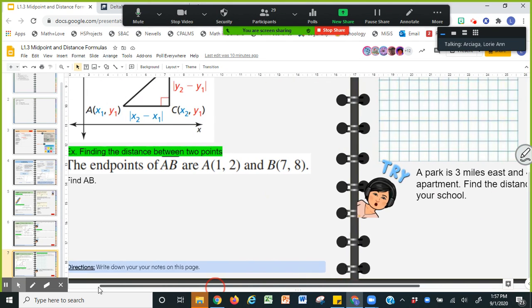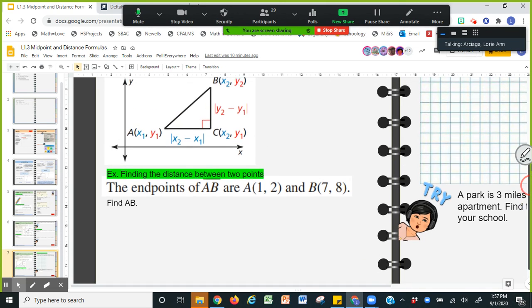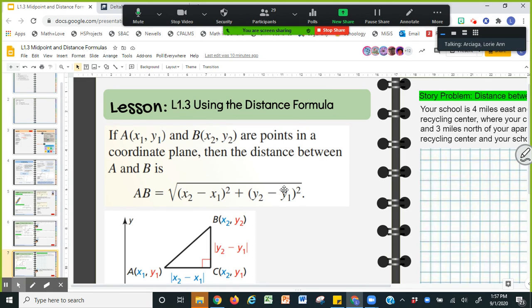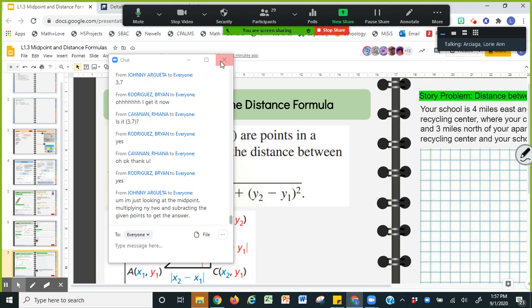But just to give you a heads up, it's the same thing that we did today, but you're using a different formula. So you have two numbers, two endpoints, two sets of coordinates. Okay, and you're trying to find the distance between them. We could continue with this.